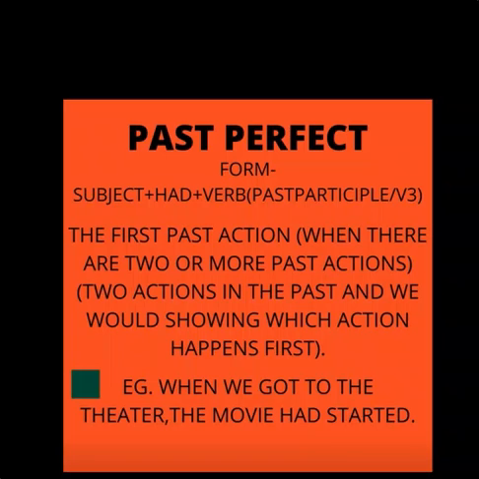Next is past perfect. The form is subject plus had plus verb. Verb should be used in V3 form, that is past participle form of verb should be used. When there are two or more actions in the past, we use it to show which action happened first. For instance, when we got to the theater, the movie had started. So here the movie had started. This is the first action. Then we got to the theater.